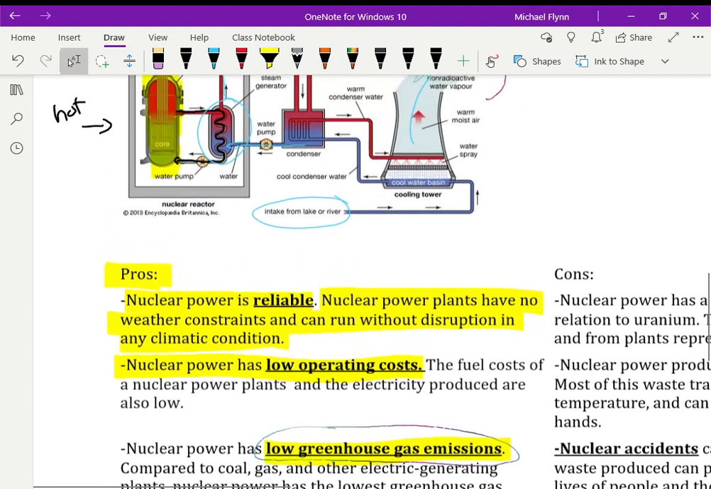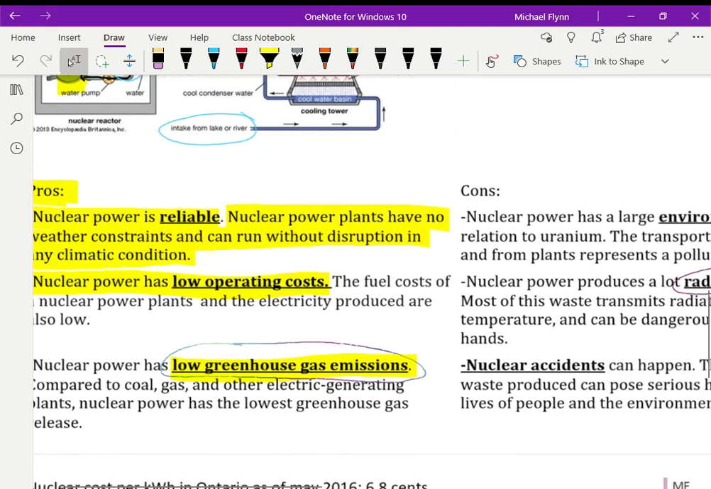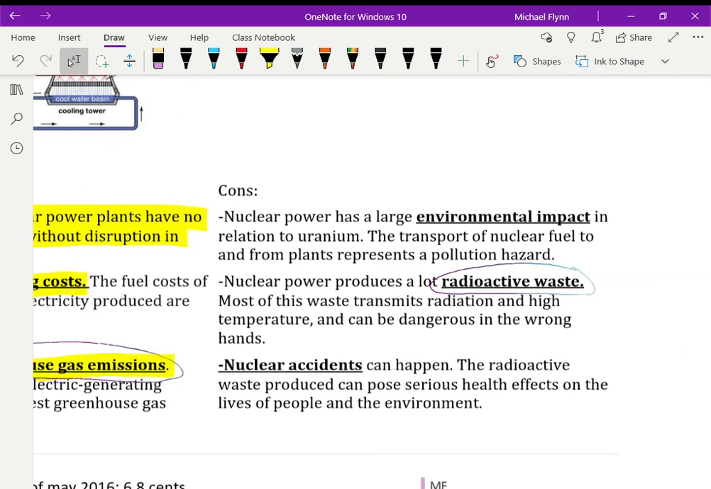So those are 3 pros of nuclear power. It's reliable, the cost is low, and there's almost no greenhouse gas emissions. Now, what about the cons? Well, there are some cons to worry about.